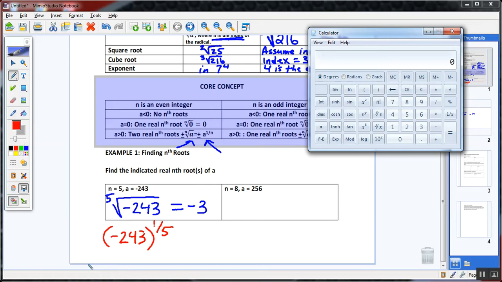Okay, so we want the fifth root, right? So you hit 5, and you go second, and then type in negative 243 like that.